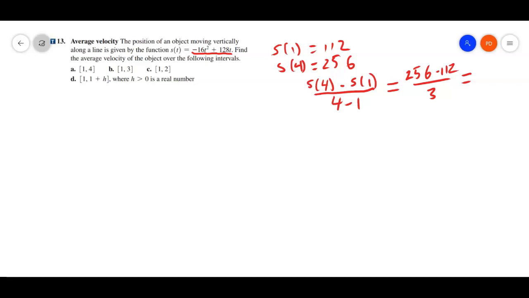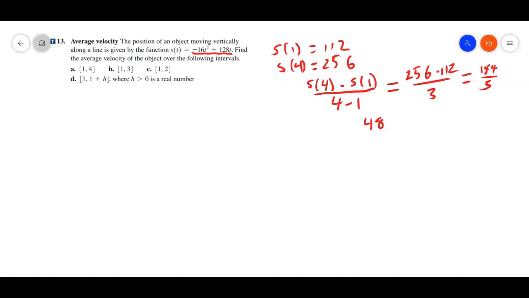And 256 minus 112, just doing this, is 144. I get 144 divided by 3, and that should give me 48. So I get 48 for that first answer.